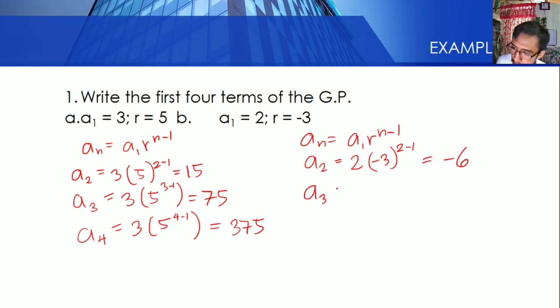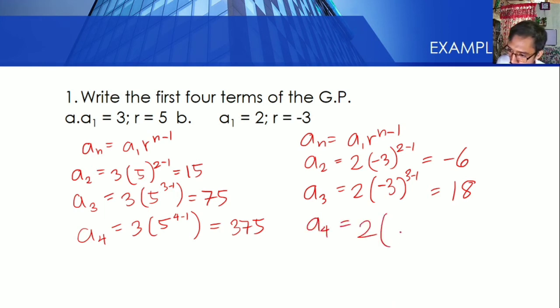A sub 3 is equal to, so first term 2 and common ratio negative 3, raised to 3 minus 1 is equal to 18. And for the fourth term natin, so A sub 4 is equal to 2 times negative 3 raised to 4 minus 1 is equal to negative 54.